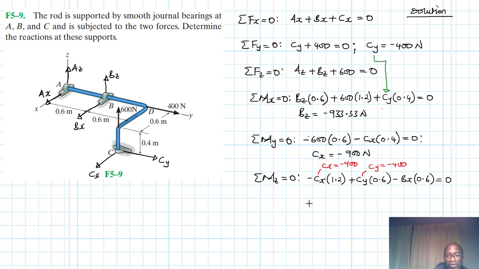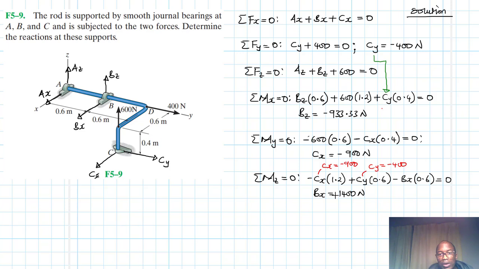All right. So if we feed them in there, we'll find what our Bx is. Minus minus becomes positive: positive 900 by 1.2 minus 400 by 0.6, divided by 0.6. So Bx is equal to 1400 newtons.